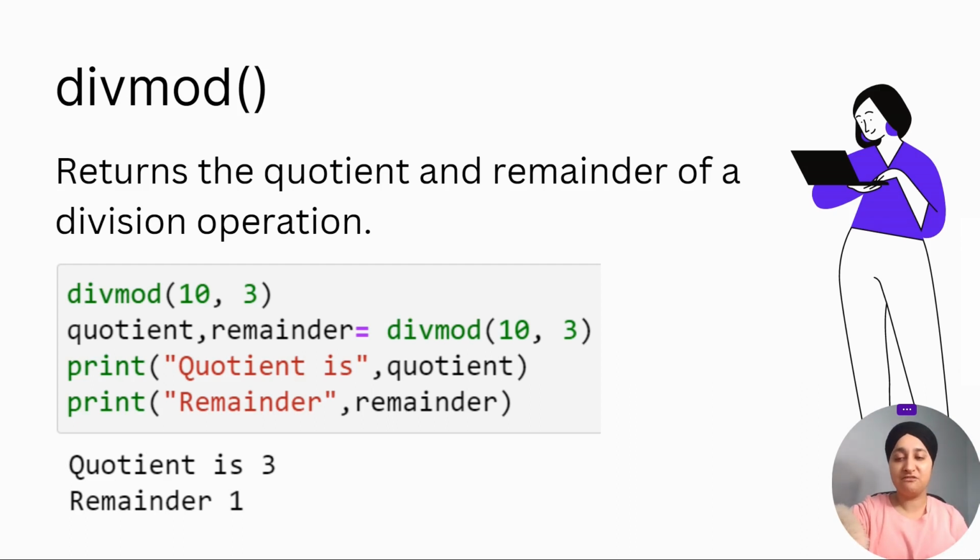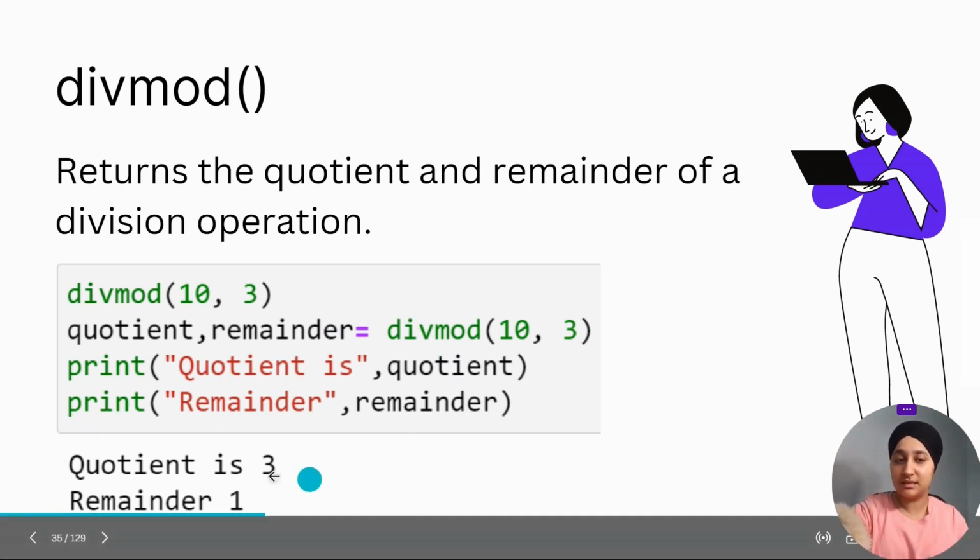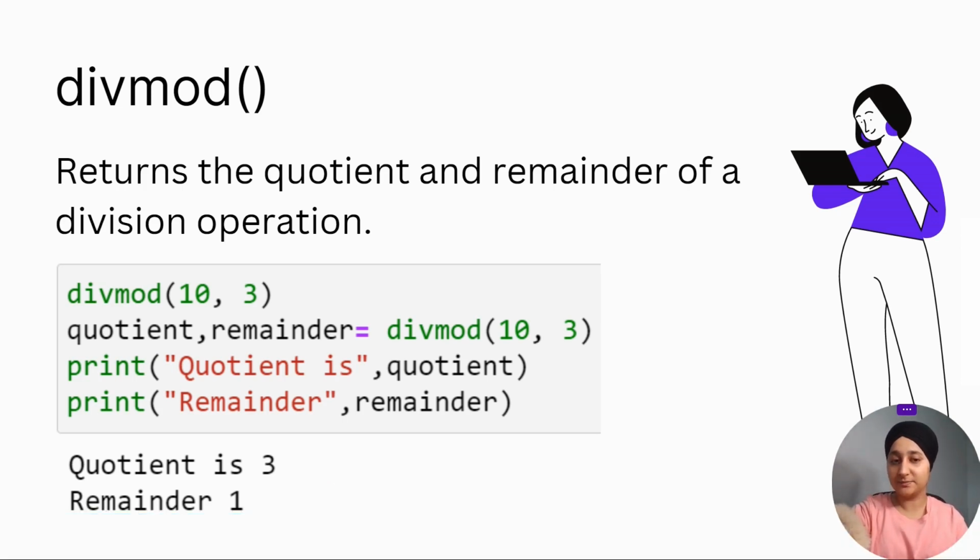If I start with divmod, divmod is a function that returns the quotient and remainder of a division operation. So we divide something, and we have given here divmod. Within this function we have given 10 divided by 3. So we are dividing 10 by 3, and quotient and remainder is equal to divmod. If I print quotient is this and remainder is this, it is going to give us the answer. Quotient is 3 and remainder is 1.